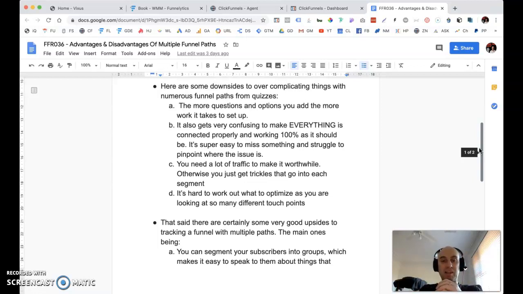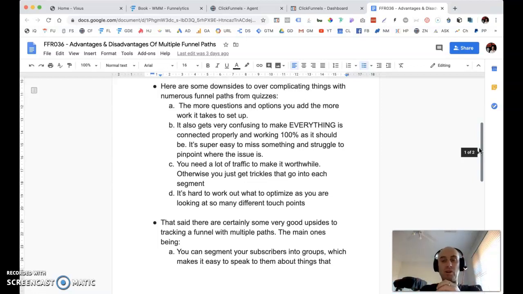And then not just the setup side of it as well, but more what I'm talking about here with the optimizing is that when you've got that many different funnel paths, who's got time to look at 256 different combinations and find out how many people are getting through the quiz, where they're getting stuck?